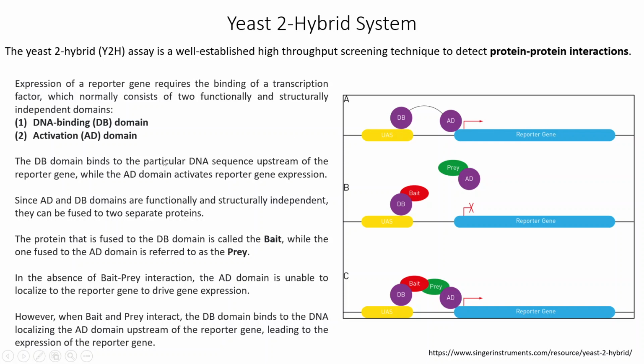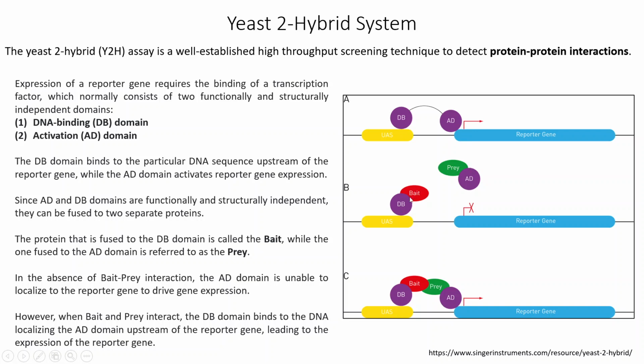So what did scientists do? They took the DB domain that binds to this DNA sequence and the AD, which activates the gene expression, and they separated them out. They're normally fused, but because they're independent, they separated them out. Then the DB domain can be fused with a protein that is called the bait, while the one fused to the AD domain is fused to the prey protein. So you have a protein as bait and one as prey, and one is fused to DB and the other is fused to AD.